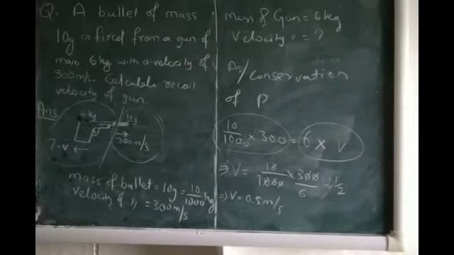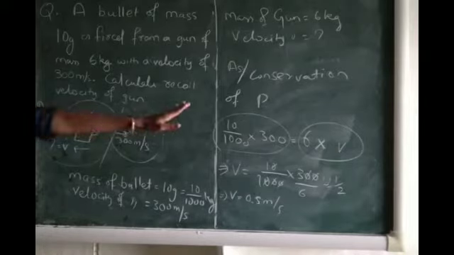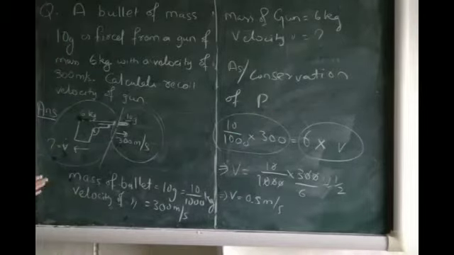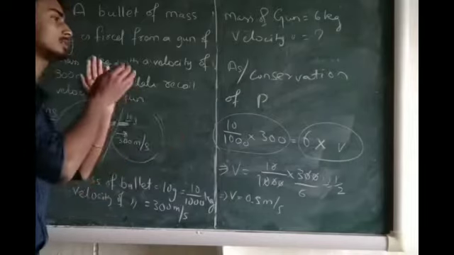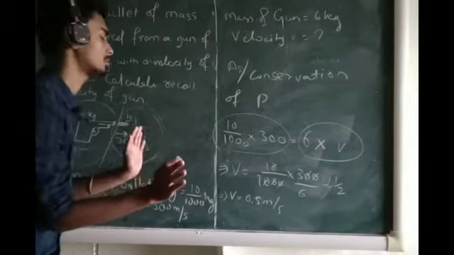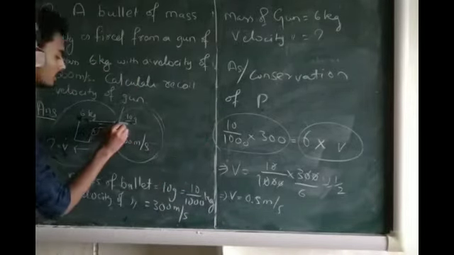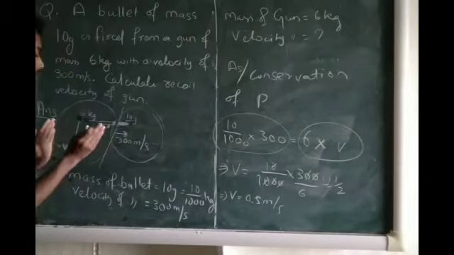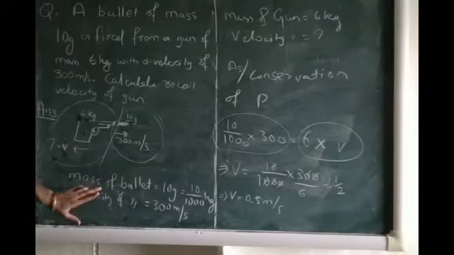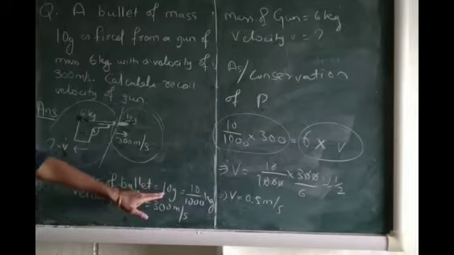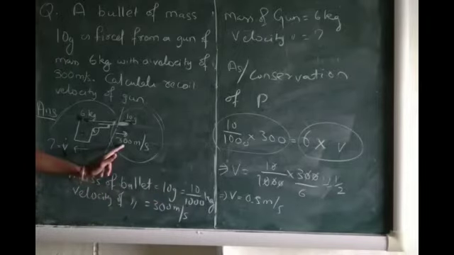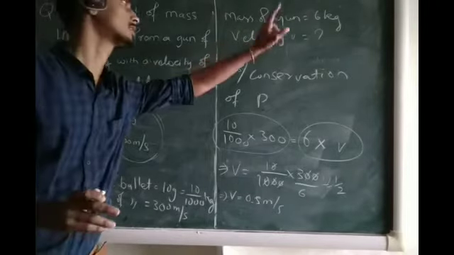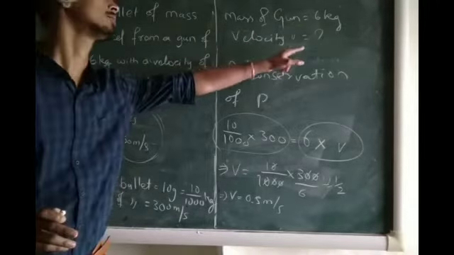According to conservation of momentum, the initial momentum should be equal to the final momentum. Here the momentum of the bullet should be made equal to the momentum of the gun, and everything is given except the velocity of the gun. Mass of the bullet is given in gram, we have to convert it into kilogram. Velocity is 300 meter per second. Mass of the gun is 6 kilogram. Velocity of the gun we have to find out.